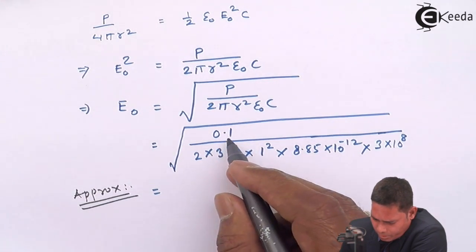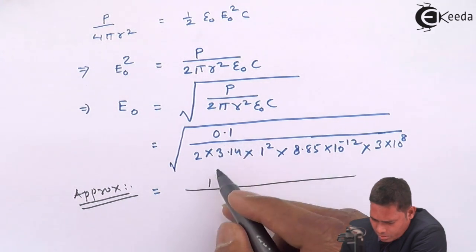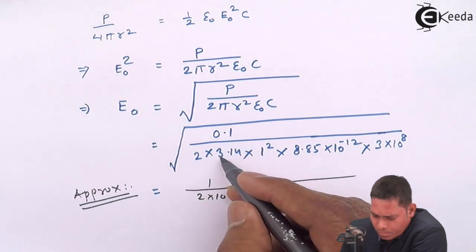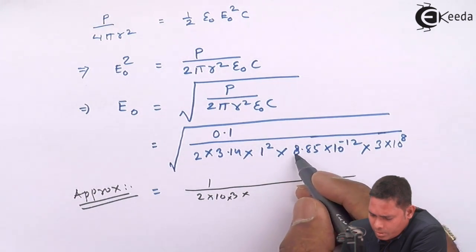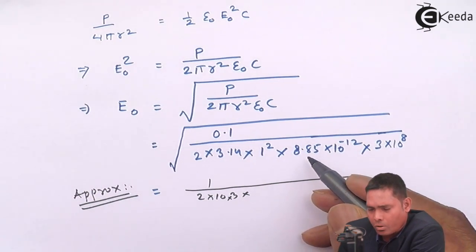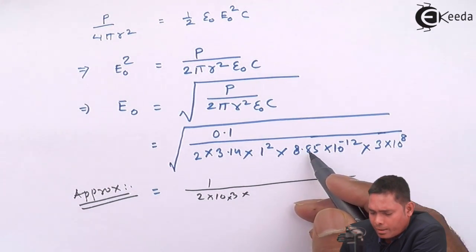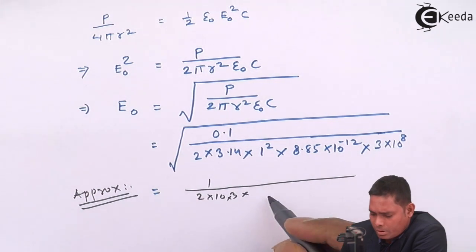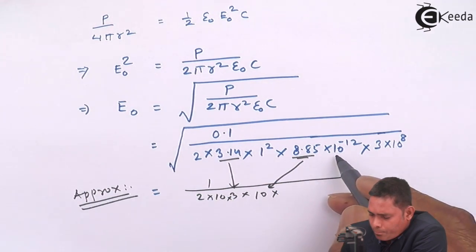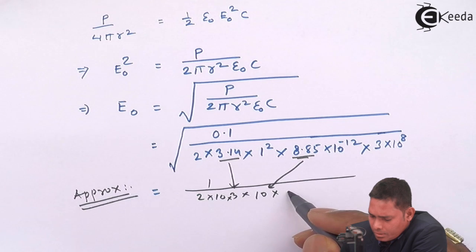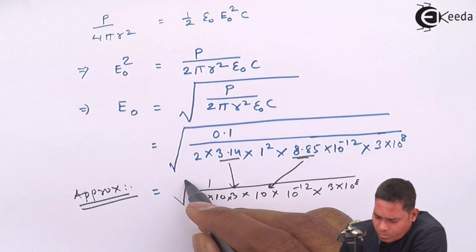I will take this 0.1, which is 1 by 10, so I'll write 2 here, and this is 10, 10 comes from here. Here I'll write 3 for this, and 1 is there. For 8.85, I'll write either 8 or 10, or I'll write 9, depending on whichever is suitable for me. Suppose I'm taking 10 here, and 3 here. Now 10 to the minus 12 is there, and this is 3, 10 to the 8, taking the square root.